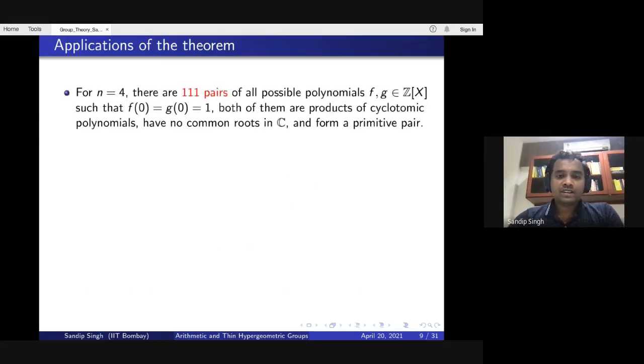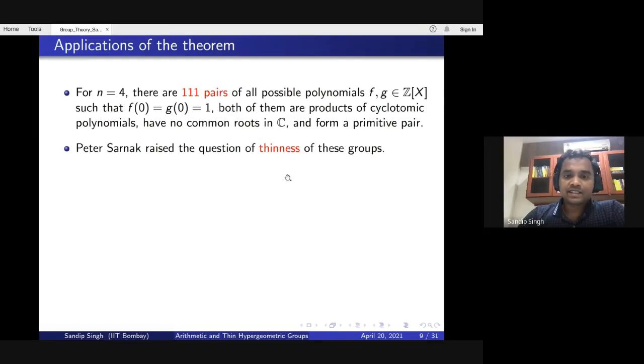For n equal to 4, there are 111 pairs of all possible polynomials f, g in Z[x] such that f(0), g(0) is 1. Both of them are products of cyclotomic polynomials, have no common root, and form a primitive pair. Here we just use the fact that f and g are products of cyclotomic polynomials, and this would satisfy the Beukers-Heckman condition. So there are exactly 111 pairs.